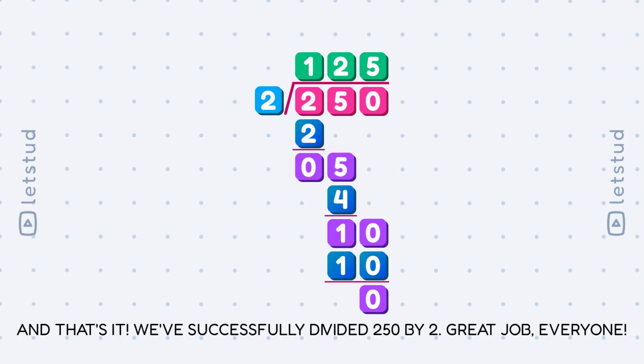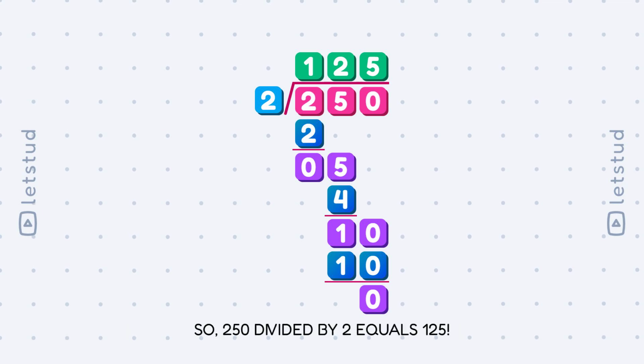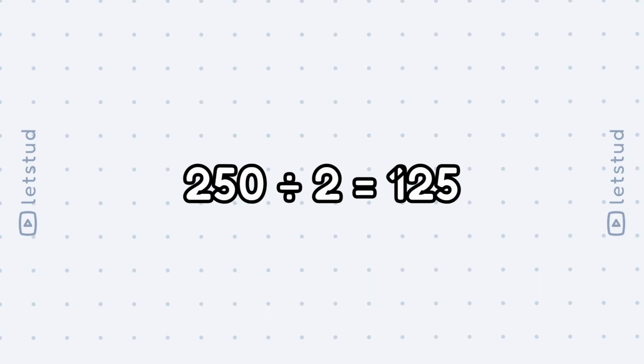And that's it, we've successfully divided 250 by 2. Great job, everyone! So, 250 divided by 2 equals 125. We just conquered dividing 250 by 2, step by step. Remember, every problem can be solved with a little patience and a lot of practice. Keep up the great work.